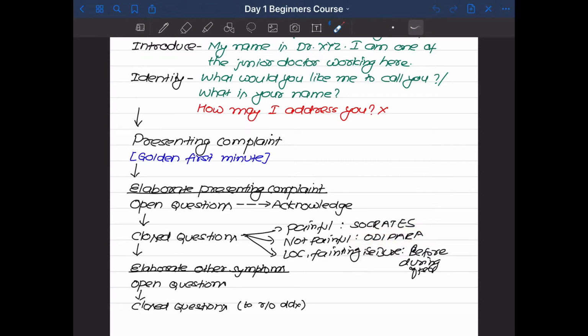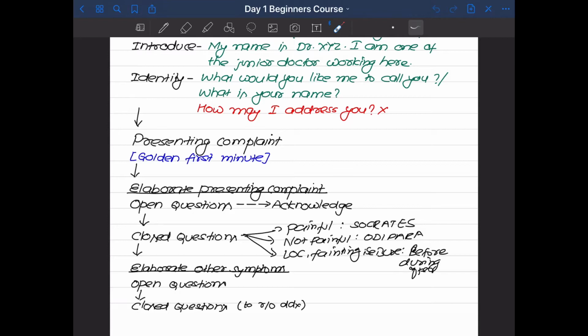And finally, there is another set of complaints like loss of consciousness, fainting and seizure. In such cases, we want to elaborate the complaint by doing a before, during and after questionnaire. For example, if the patient says, "Doctor, my son had a fit," then you can't say SOCRATES or ODIPARA is the way to elaborate this kind of complaint. You rather want to ask, "Can you please take me through the event once again? Can you please tell me what exactly happened before that fit, and then what exactly happened during the fit and what exactly happened after the fit?"